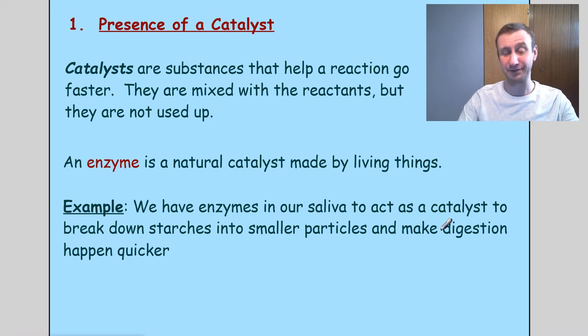Presence of a catalyst. A catalyst is a chemical that helps a reaction occur, but it doesn't itself get used up in the reaction. So it's not a reactant because it doesn't get changed. Its atoms don't get rearranged to make something new. Instead, it helps the chemical reaction to occur. So its presence allows the reaction to happen at a faster rate than if it wasn't there.